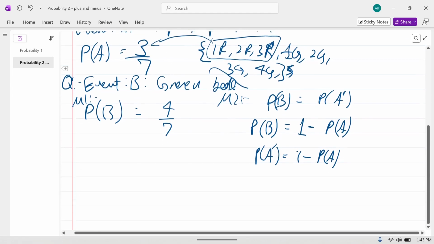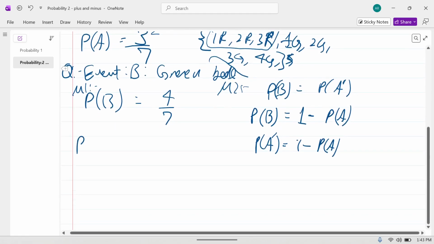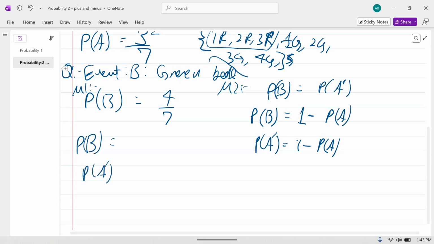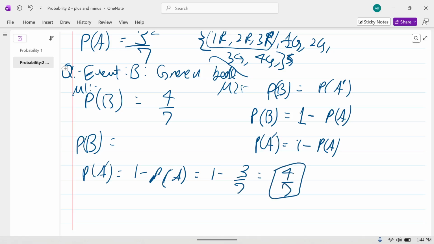So the other way of finding this would be: probability B is just equal to probability A complement, which is equal to 1 minus probability of A, right? That's an A. I know it's hard to believe, but it actually is an A. Let me just rewrite it. Okay. In that case, the answer is going to be 1 minus 3 over 7, and the answer is going to be 4 over 7. We get exactly the same answer, right?